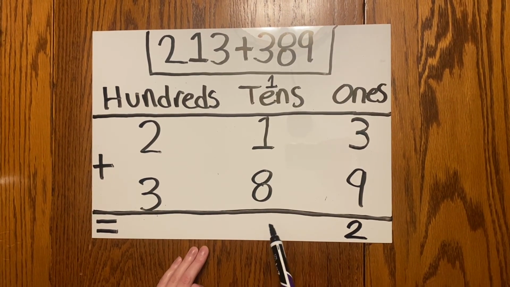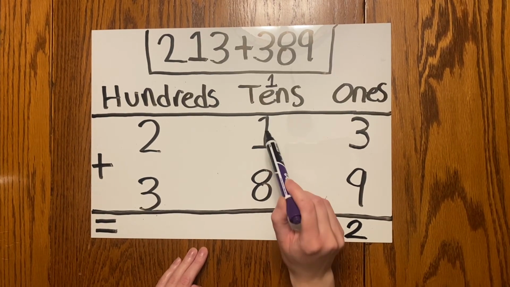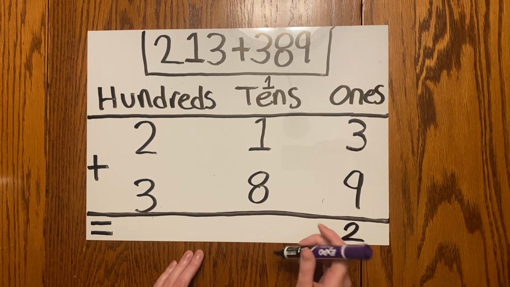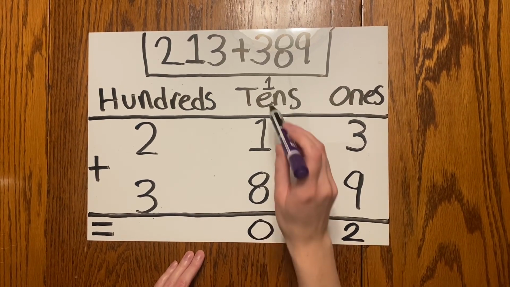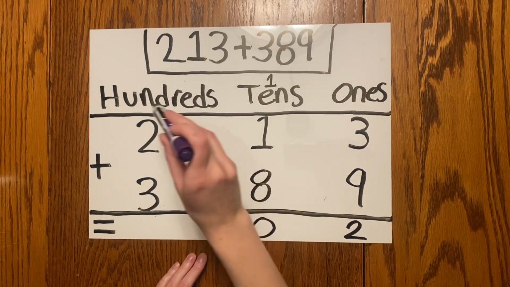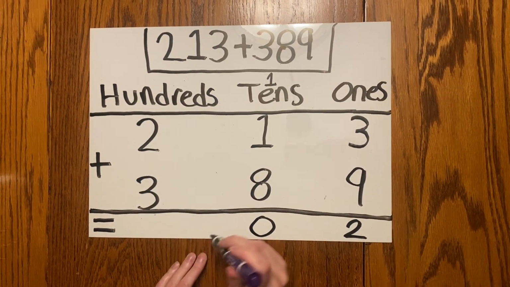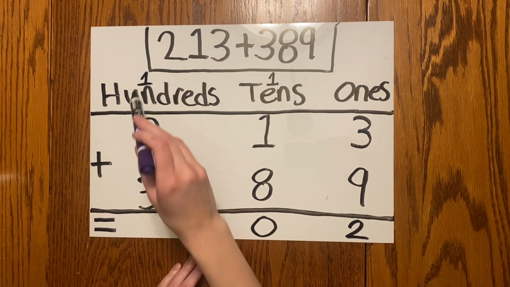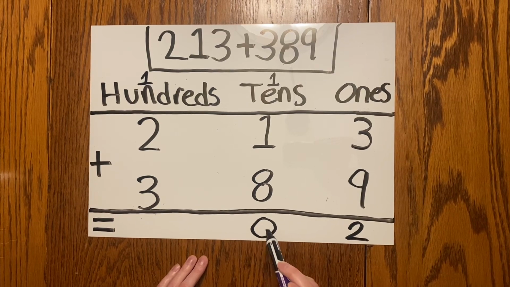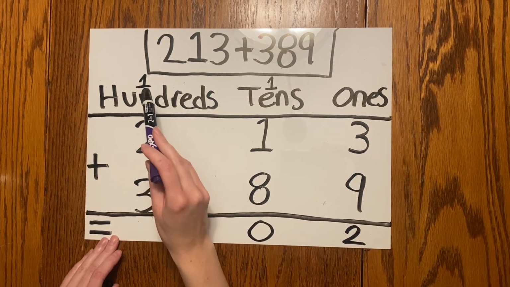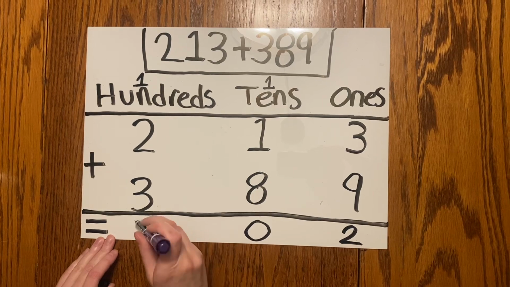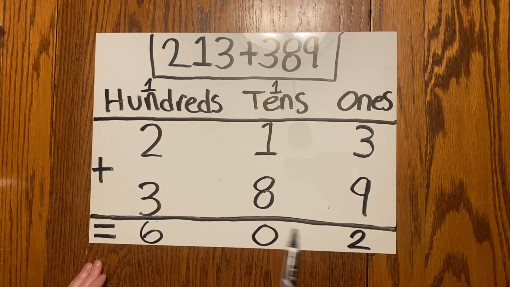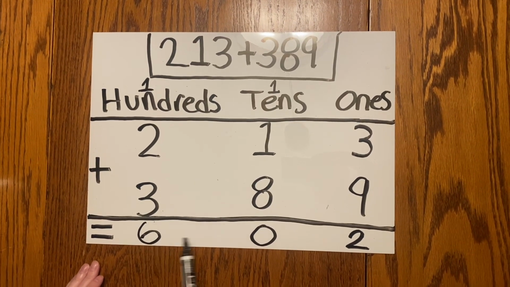Moving on to the tens place value, we now have 1 plus 1 plus 8, so we have 10 in the tens value. So we're going to carry 10 tens into the hundreds to make 1 hundred. So we've traded 10 tens for 1 hundred. We're left with 0 in the tens column. So now we're left with 1 plus 2 plus 3. So 6 in the hundreds column, which we can see leaves us with a sum of 602.